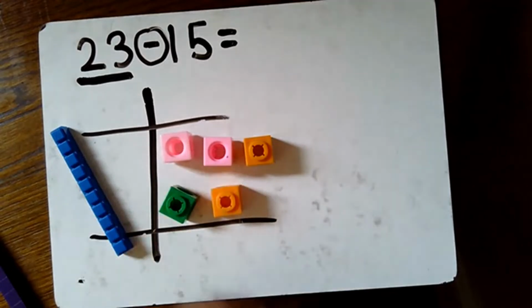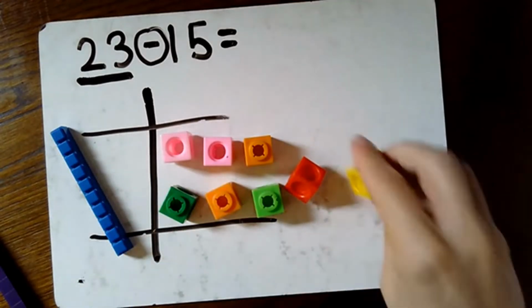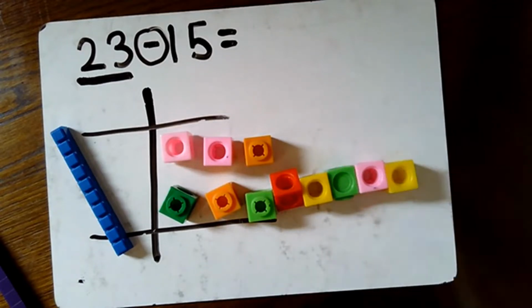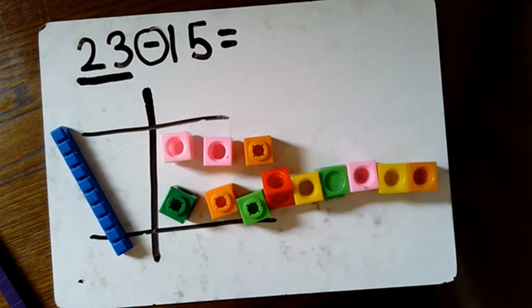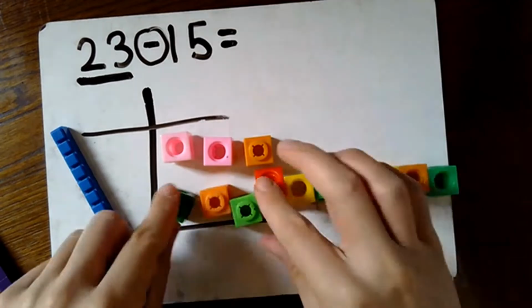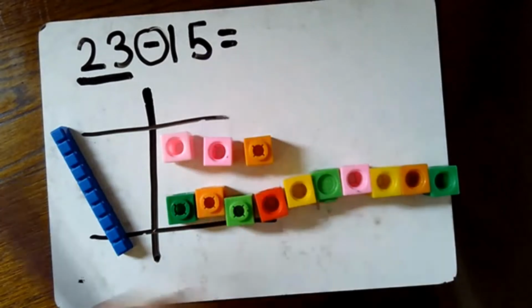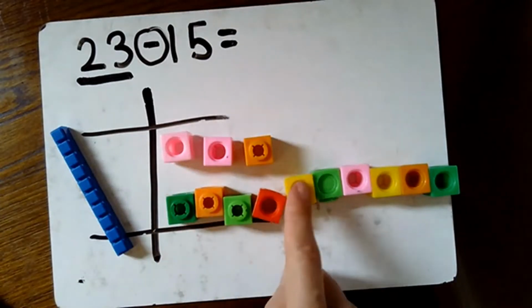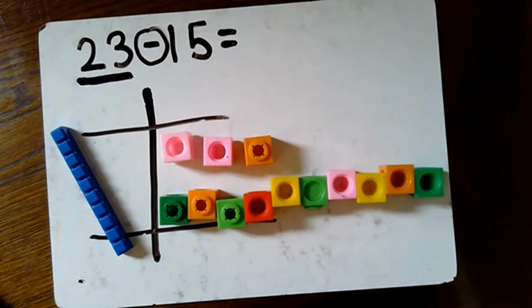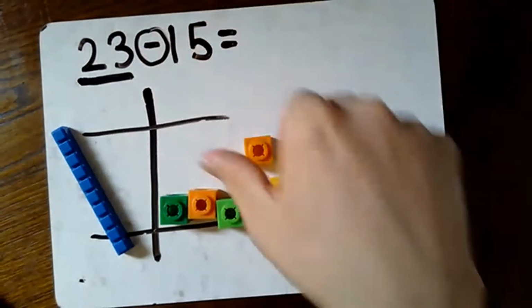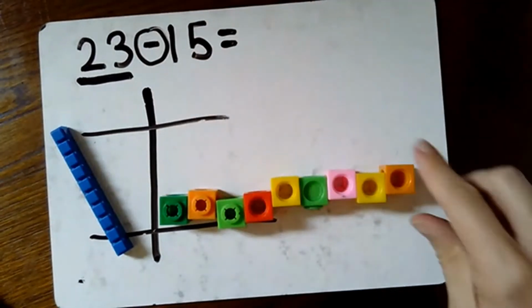1, 2, 3, 4, 5, 6, 7, 8, 9, 10. So I had my 1 ten, but I regrouped it for 10 ones. Now I do have enough ones to subtract 5 ones. So now I must subtract my 5 ones. 1, 2, 3, 4, 5.